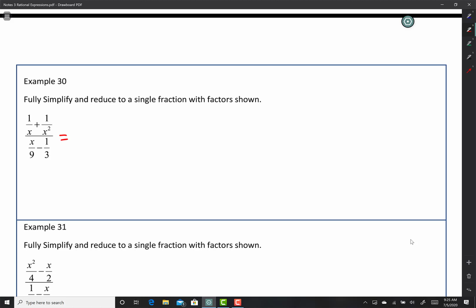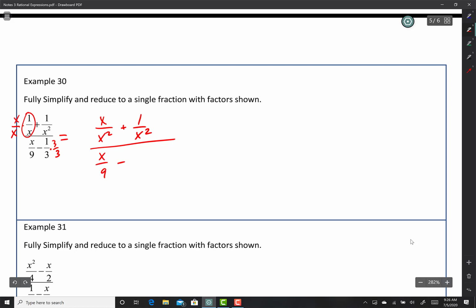So in the top, what's stopping me from adding these two up is this one. So I need to multiply that by x over x, and then I'll have an x squared. So x over x squared plus 1 over x squared, all over... And then in the bottom, I'm going to multiply the 1/3 by 3 over 3, and then I'll have a common denominator in the denominator, if that makes sense. x over 9 minus 3 over 9. So now what I have is x plus 1 over x squared divided by x minus 3 over 9.